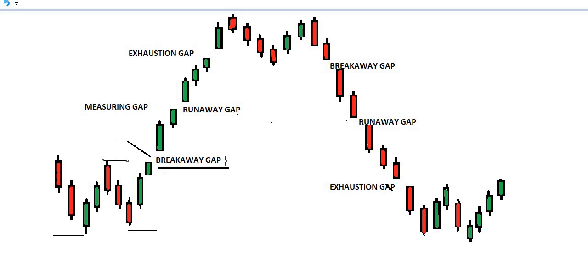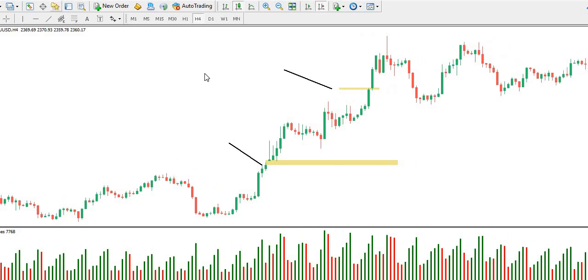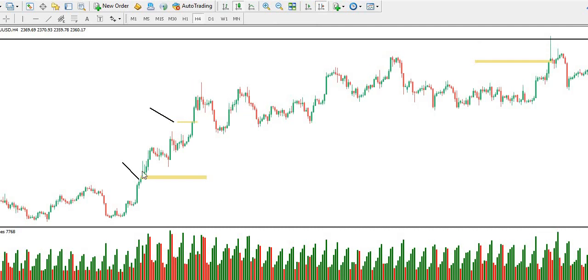This type of gap, the breakaway gap, usually occur on heavy volume, and breakaway gaps are most often not filled and left open. So these are the criteria for a gap to be known as a breakaway gap. Let me show you its example on the chart. So here at this point, let me zoom it out a little in order for you to understand.